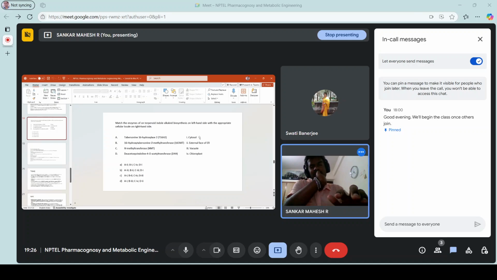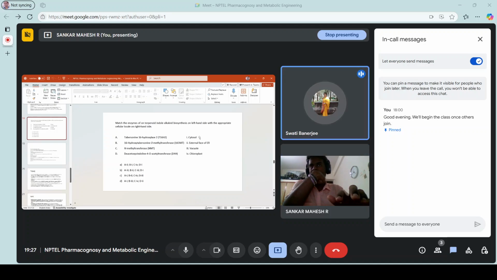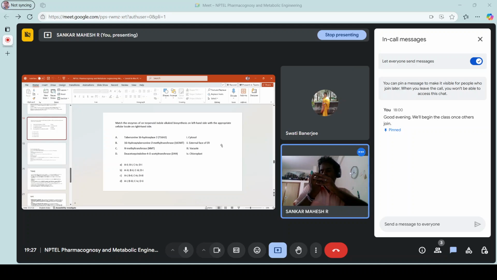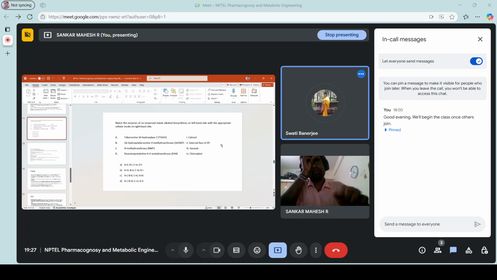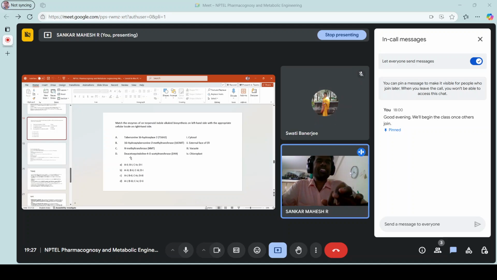T16H2 is option A, in the external phase of ER. Okay, let's say it's in the external phase of ER, but do you think it would necessarily require the external phase of ER? Is there any requirement? I don't know. Okay, so there is one way to think about this.